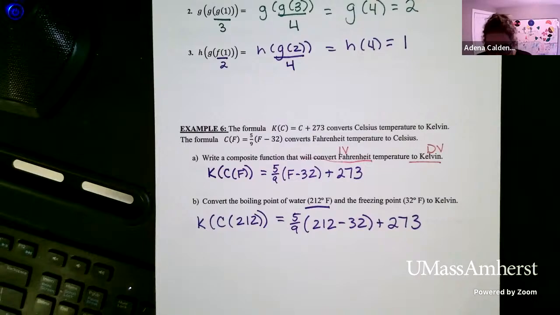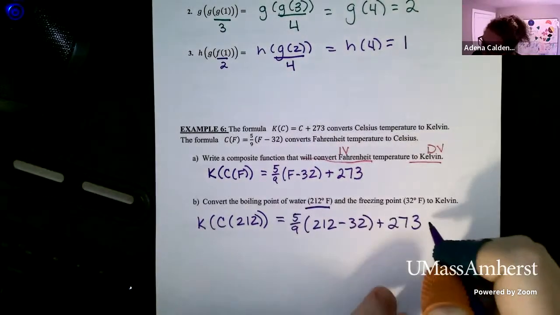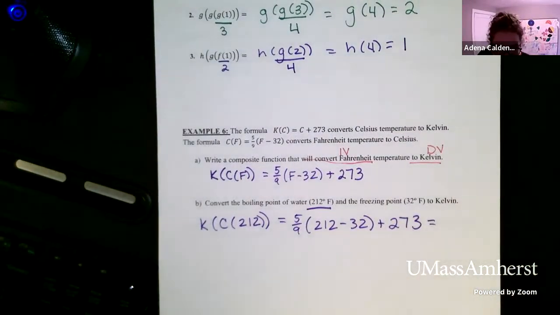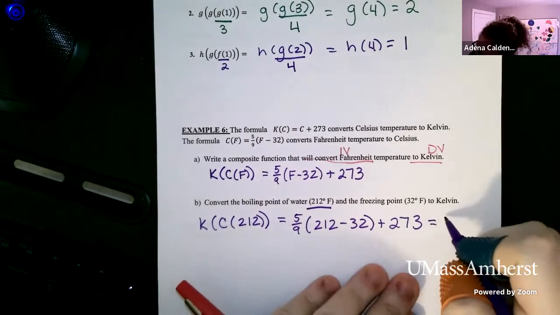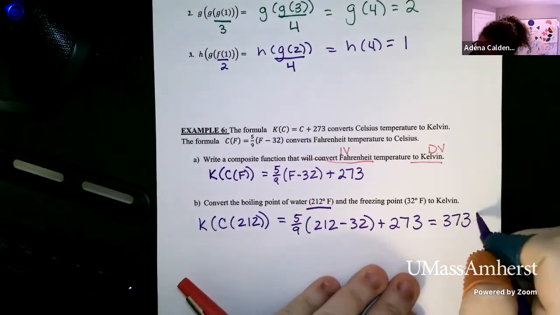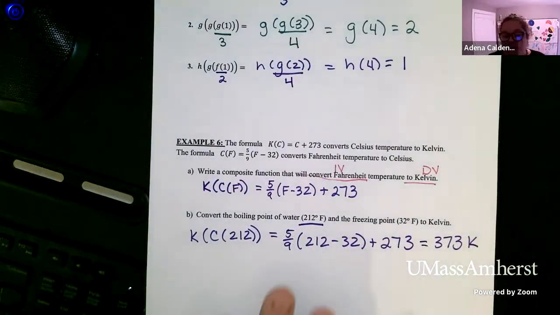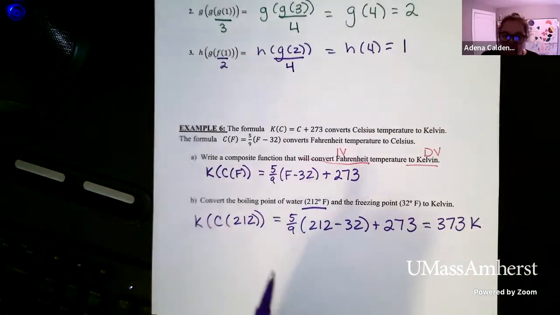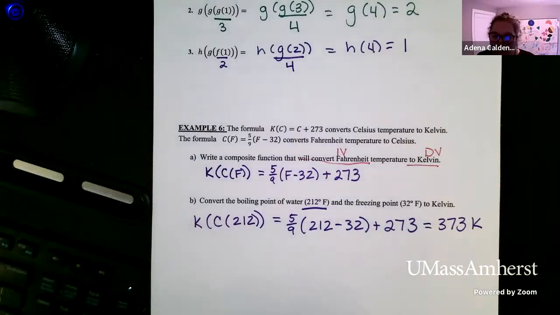That's the other method, those two methods we've been looking at. You'll probably do this on your calculator, because I did, and you will get 373. This will be in Kelvin. So I'm going to put a K for Kelvin to remind myself that I'm going from Fahrenheit to Kelvin.